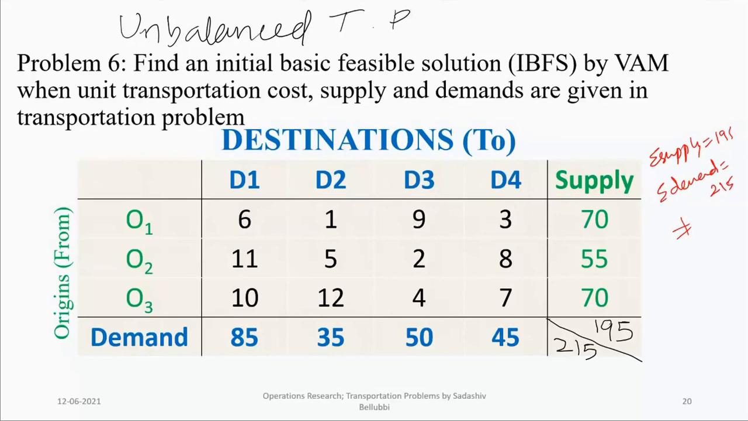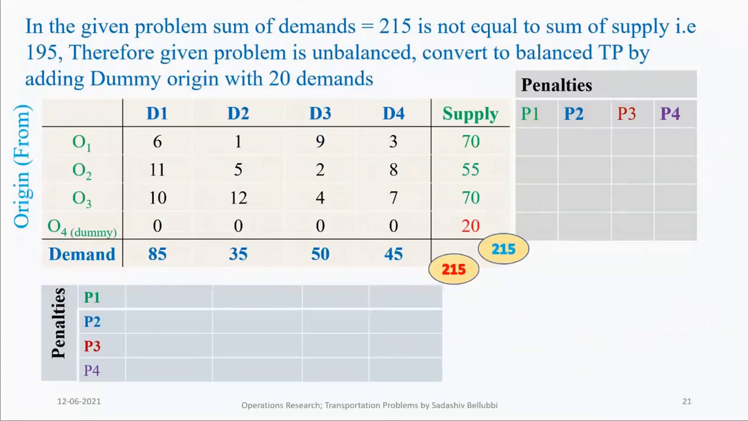So for that, what are we supposed to do? The summation of supply is only 195, whereas the demand is 215. So what is the balance? 215 minus 195 is 20. Supply is 20 less, so one more origin is required to satisfy all the demands. That's why we're supposed to add one more row, that is origin 4, a dummy origin with a supply of 20. That I have added here.